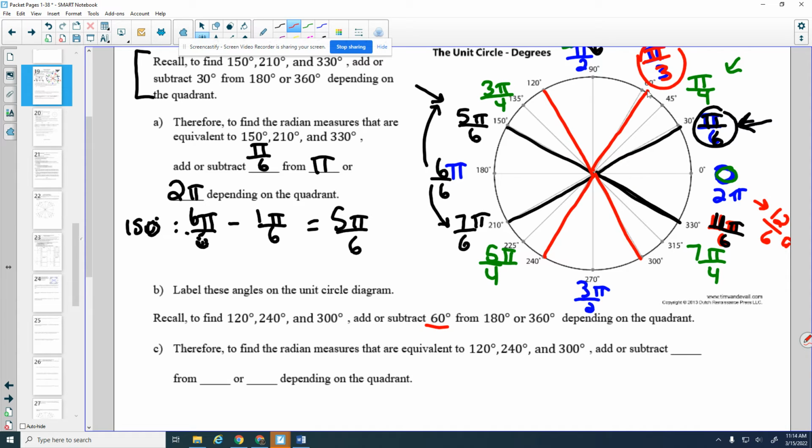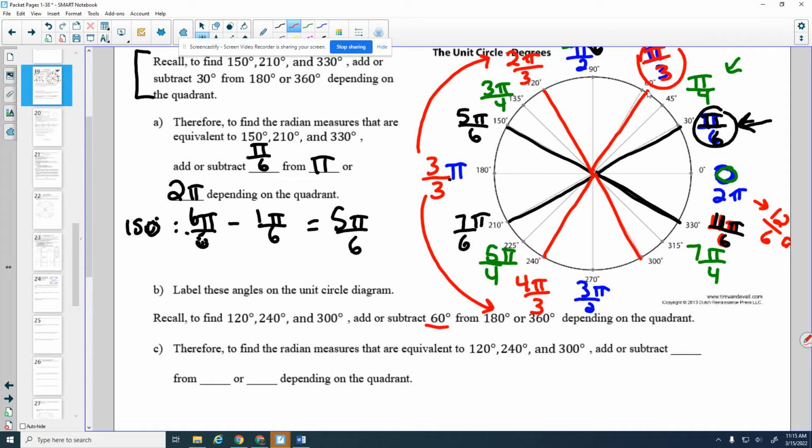So if I come over here, now this is not helpful. Having 6 over 6 on my pi is not helpful. I need to make that 3 over 3, so then I can add or subtract the 1/3 pi that is pi over 3. So if I subtract it, 3/3 minus 1/3 is 2/3, or 2 pi over 3. 3/3 plus 1/3, so now we have 4 pi over 3.